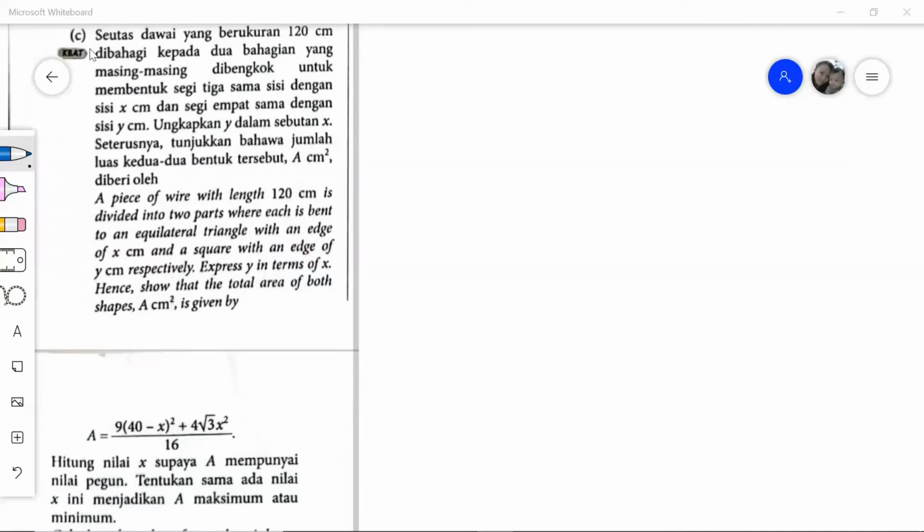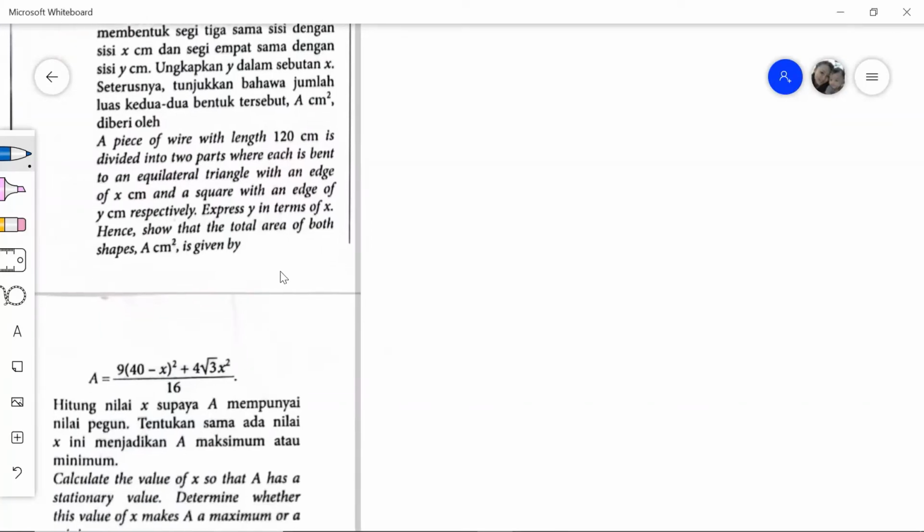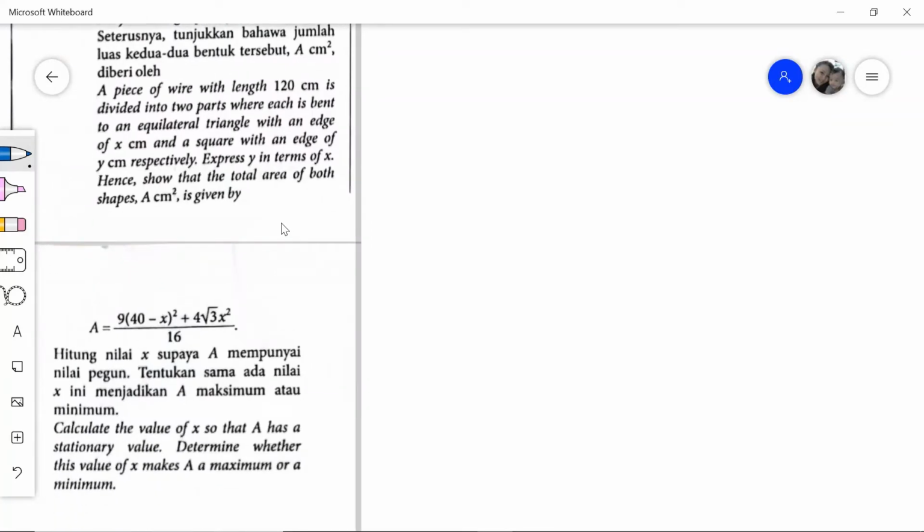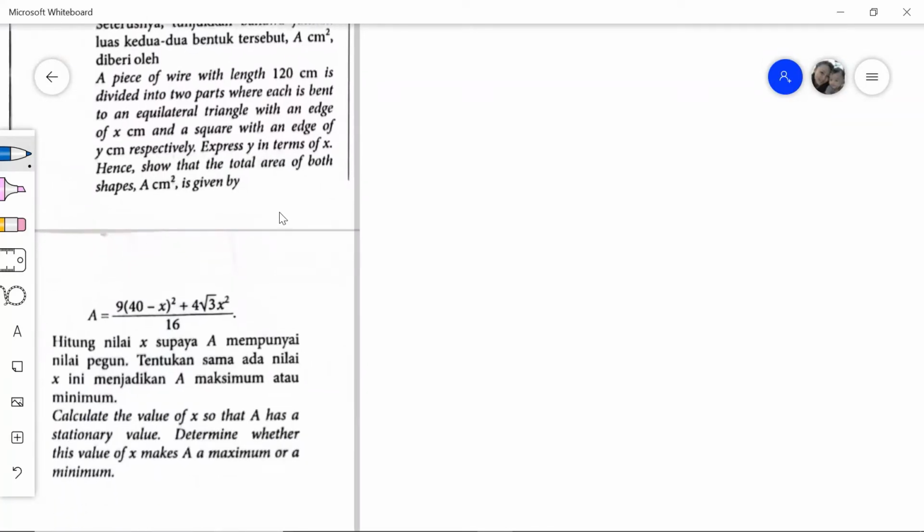Okay, next, part C. A piece of wire with length 120 cm is divided into 2 parts, where each is bent to an equilateral triangle with an edge of x cm. So let's just draw that triangle. This is an equilateral triangle. The side is x cm. And the other one is a square with the edge y cm.